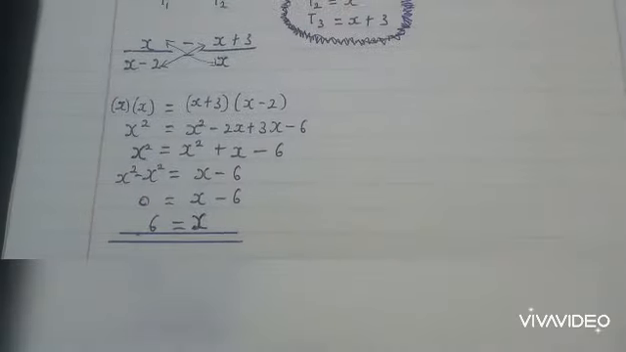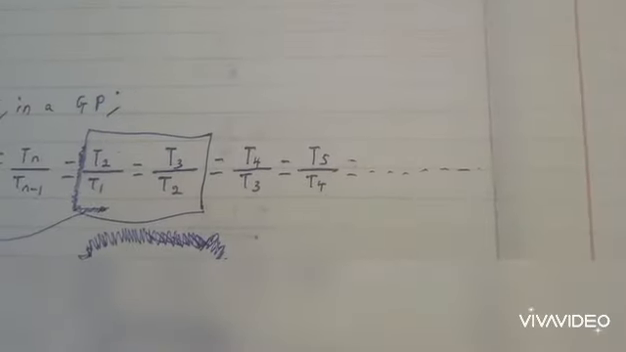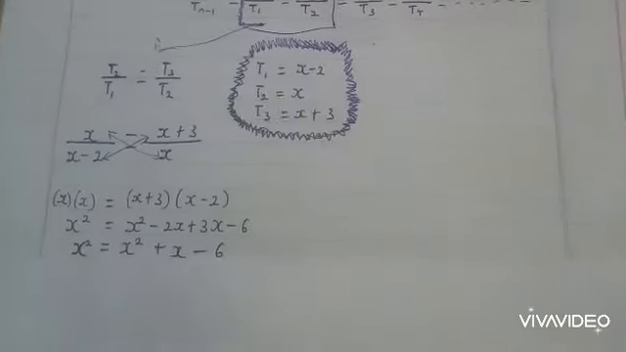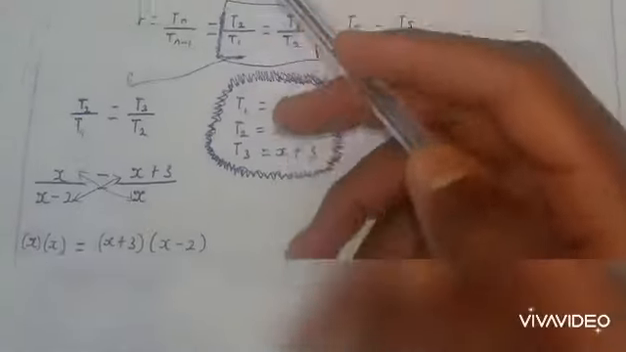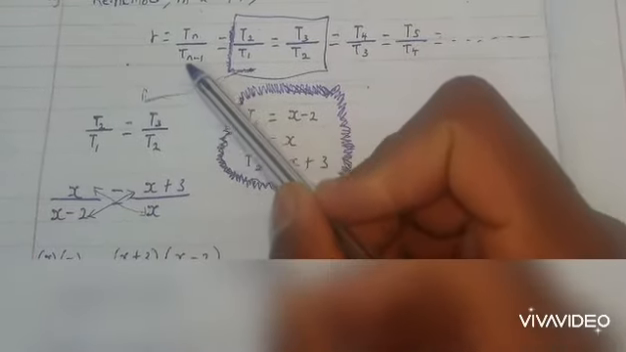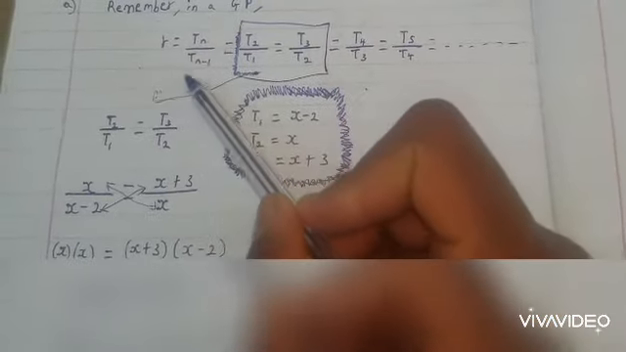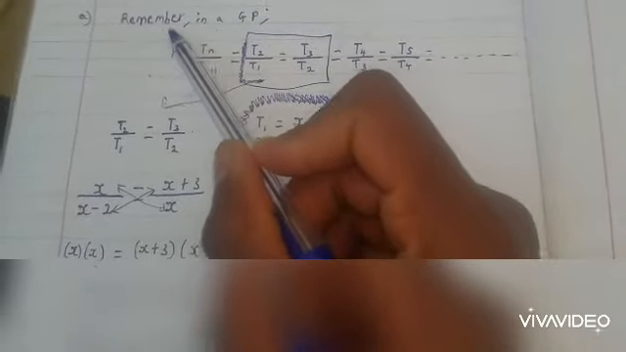Let's go into the next part of the question, B. Find the common ratio. We were told, guys, don't forget this. Common ratio is Tn over Tn minus 1 for any given geometric progression. So let's use that.